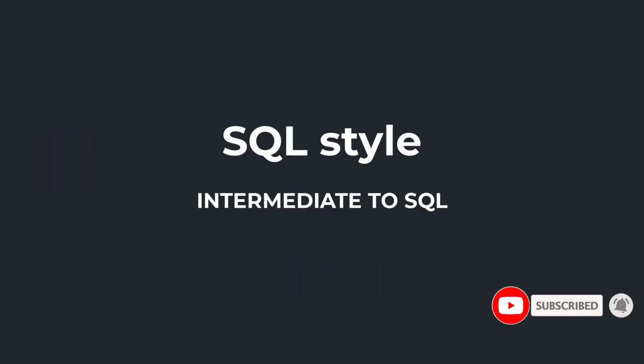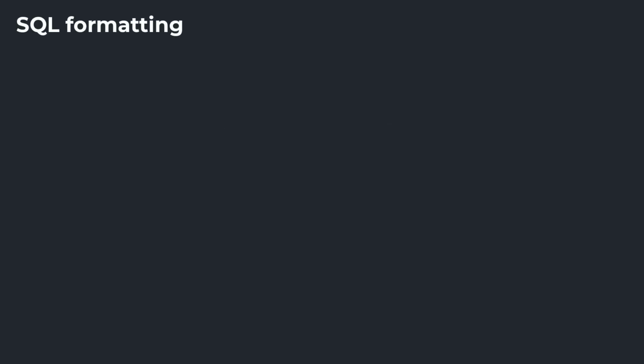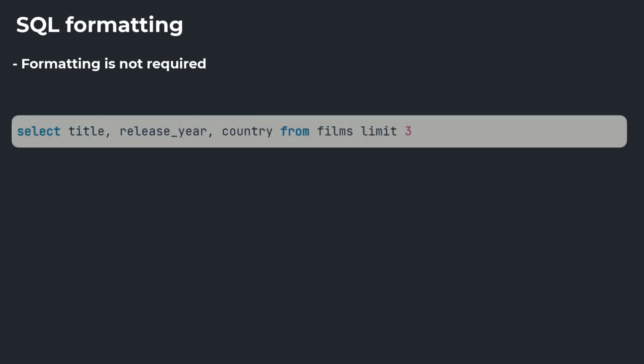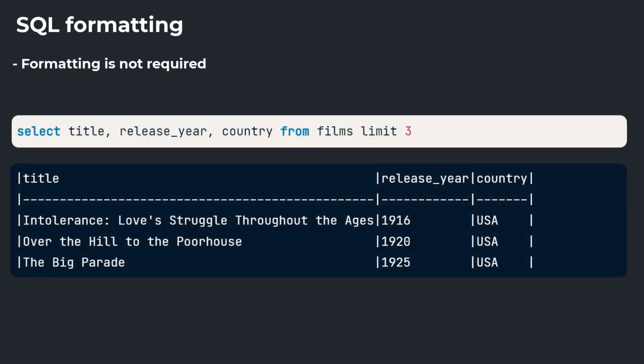Now that we understand how SQL works, we'll review how it looks. SQL is a generous language when it comes to formatting. New lines, capitalization, and indentation are not required in SQL as they sometimes are in other programming languages. For example, the code on this slide will run just fine, returning the first three titles, release years, and countries from the films table. However, writing queries like this won't make us any friends in the SQL world because the lack of formatting makes the code difficult to read, especially as queries become more complex.